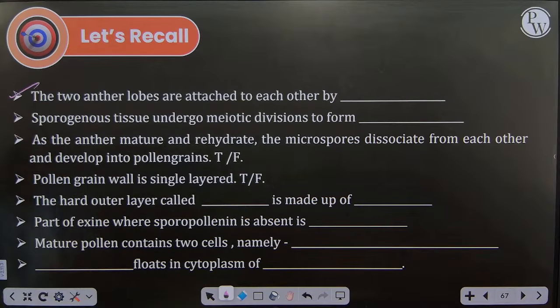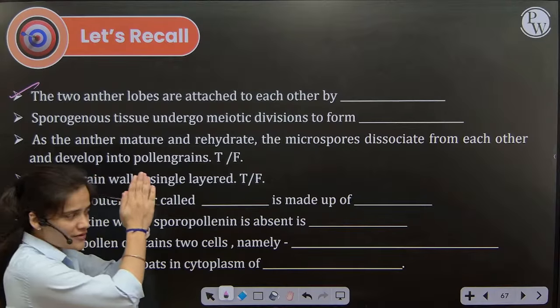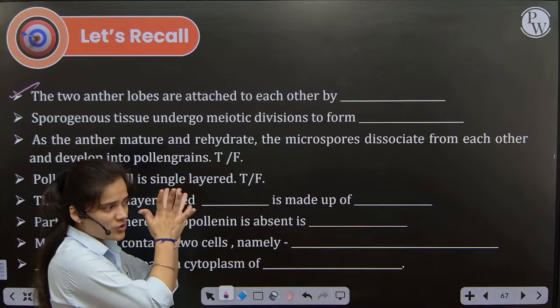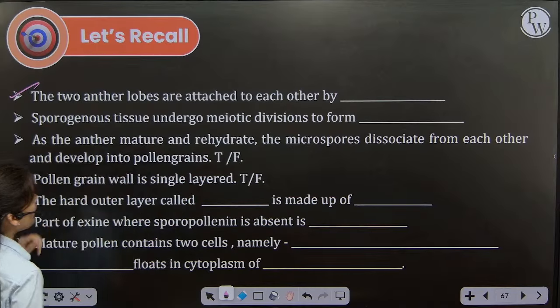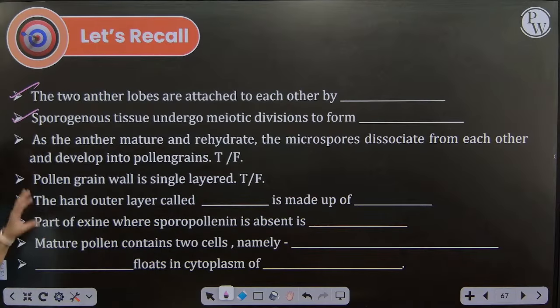The two anther lobes are attached to each other with the help of some tissue that is known as connective tissue. Sporogenous tissue undergoes meiosis division to form what? Microspores.